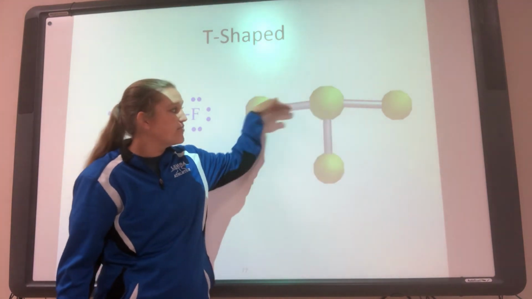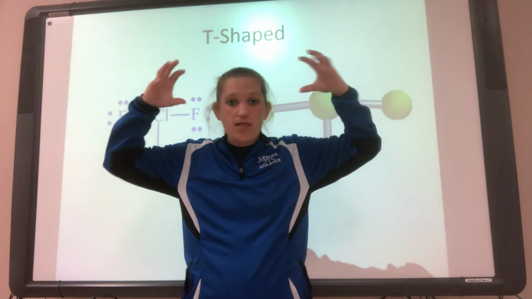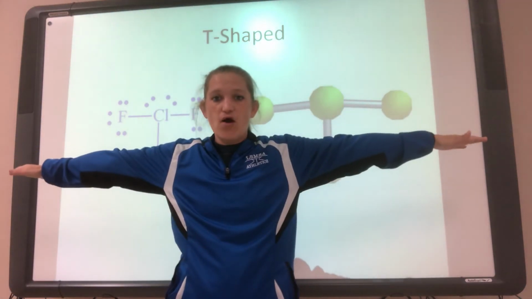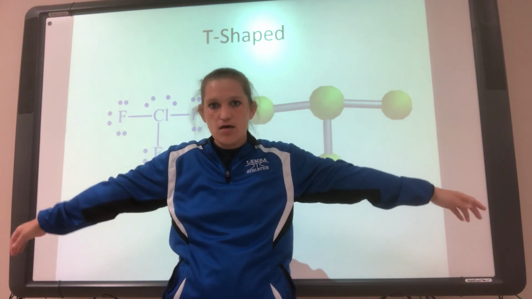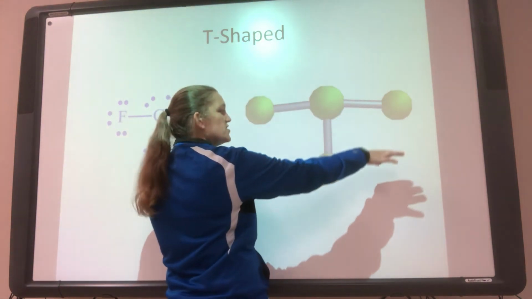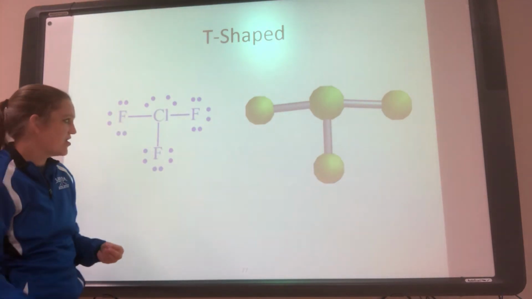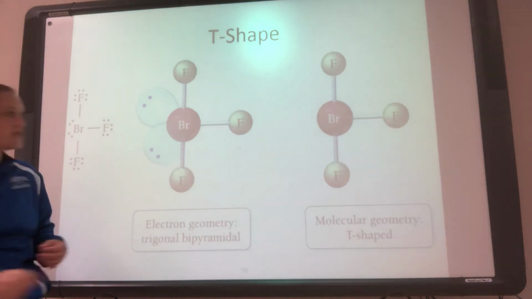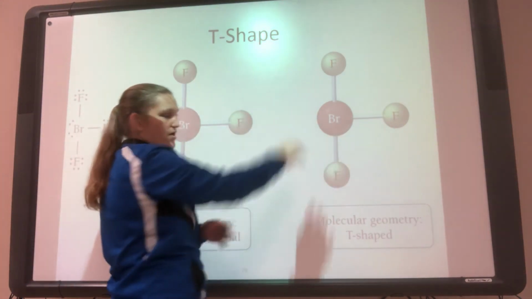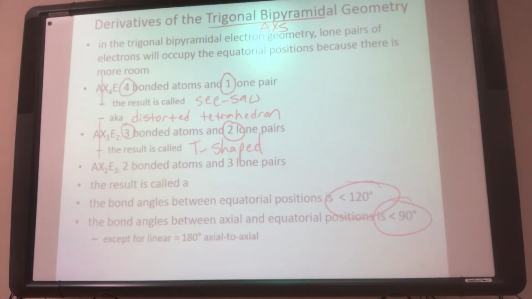But the arms of this T are not exactly straight out like this, because you've got lone pairs right here. Those lone pairs push, and so the arms of the T are kind of like a lazy T. So think of it as a lazy T. These arms kind of go down because this has to be less than 90, okay? So remember, for T-shaped, this is normally 90, but it's going to sink down and be less than 90. All right, so let's go back.